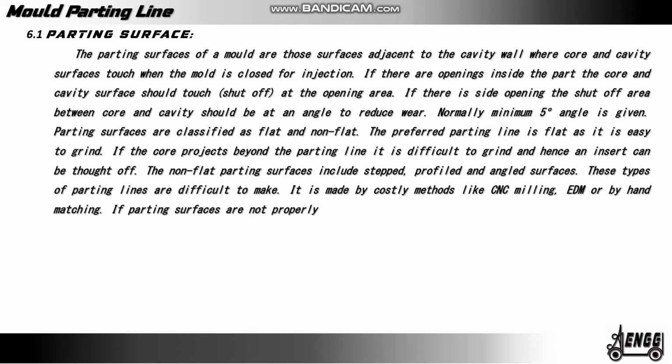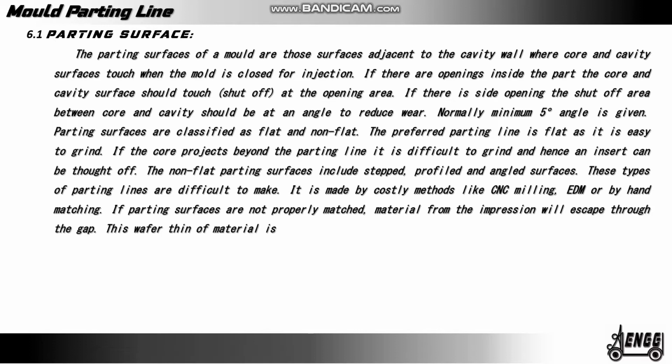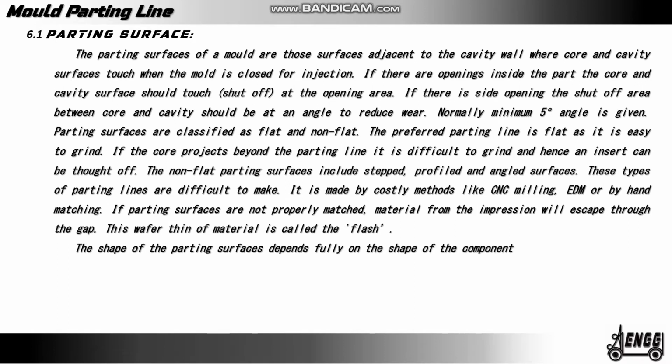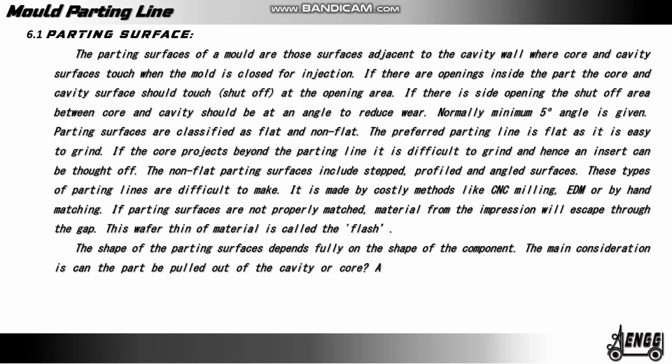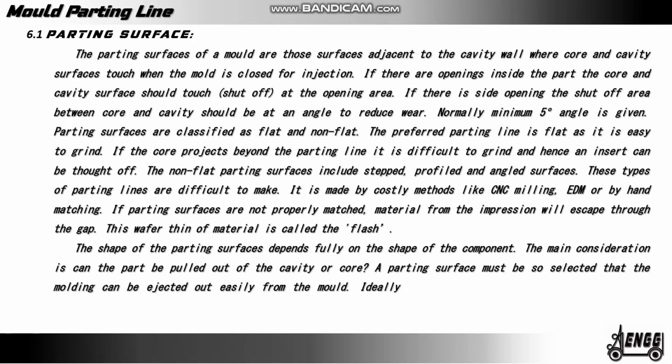If parting surfaces are not properly matched, material from the impression will escape through the gap. This thin layer of material is called flash. The shape of the parting surfaces depends fully on the shape of the component. The main consideration is whether the part can be pulled out of the cavity or core. The parting surface must be so selected that the molding can be ejected easily from the mold. Ideally, the parting line should pass through the maximum size of the part.